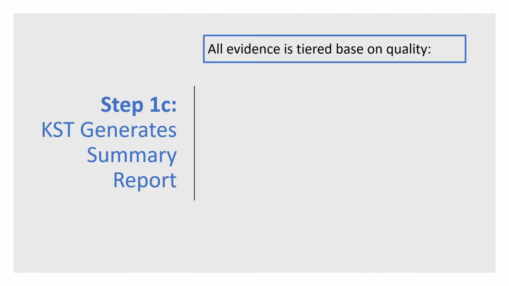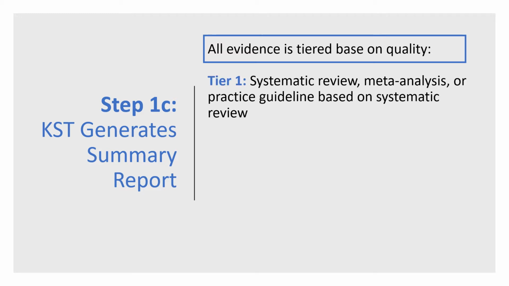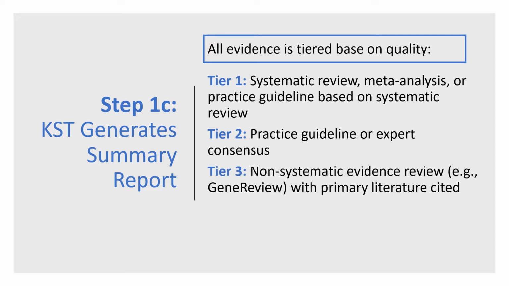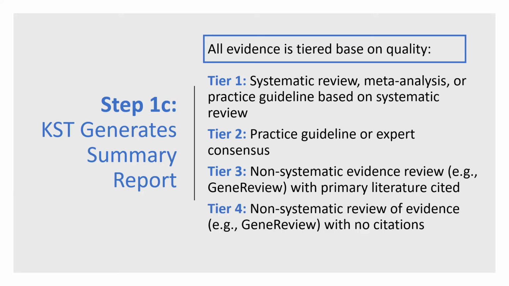Once we've identified all of our pieces of evidence, we tier them based on quality. So a tier 1 resource would be a systematic review, a meta-analysis, or a practice guideline based on a systematic review. Tier 2 would be practice guidelines or expert consensus that aren't based on a systematic review. Tier 3 would include all non-systematic evidence reviews, which would include OMIM entries and GeneReviews that do cite primary literature for the information that they include.